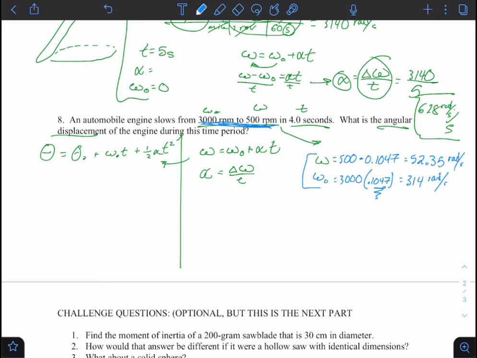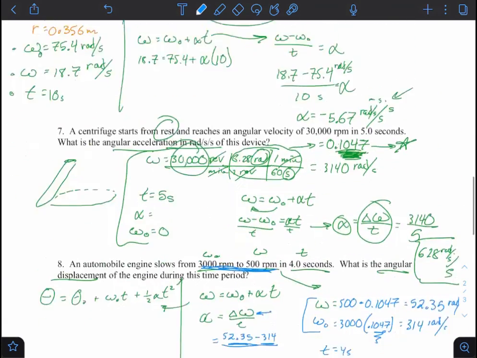So now we have those. We know the time is 4 seconds. And then we can plug them in. Final minus initial, which should be 52.35. And I know that it's slowing down, which means that this should come out to be a negative answer. And looking at this, yeah, that's going to come out to be negative.